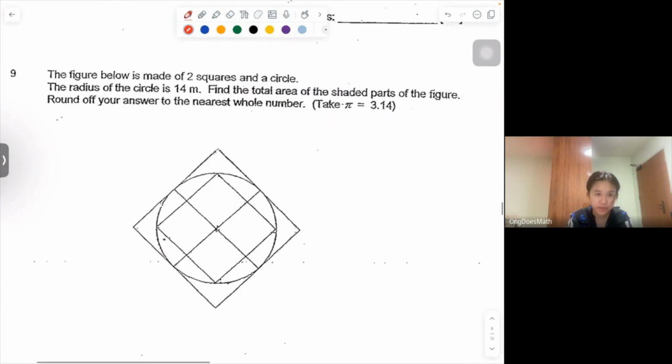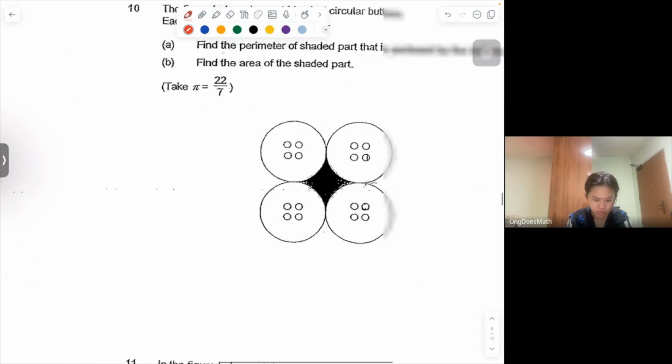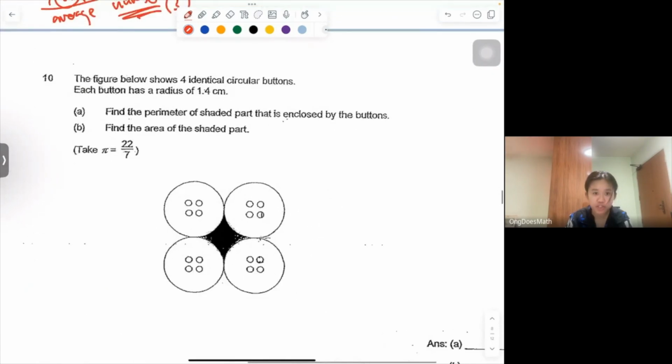Question 9. The figure below is made of 2 squares and 1 circle. The radius of the circle is 14 meters. Find the total. Okay, next, question 10. The figure below shows 4 identical circular buttons. Each button has a radius of 1.4 cm. Part A asks you to find the perimeter of the shaded part that is enclosed by the buttons. And part B asks you to find the area of the shaded part.